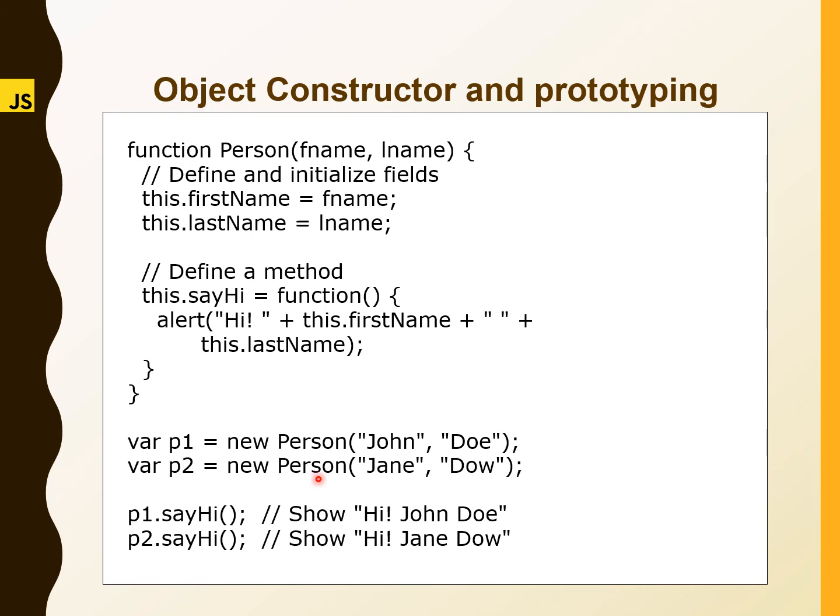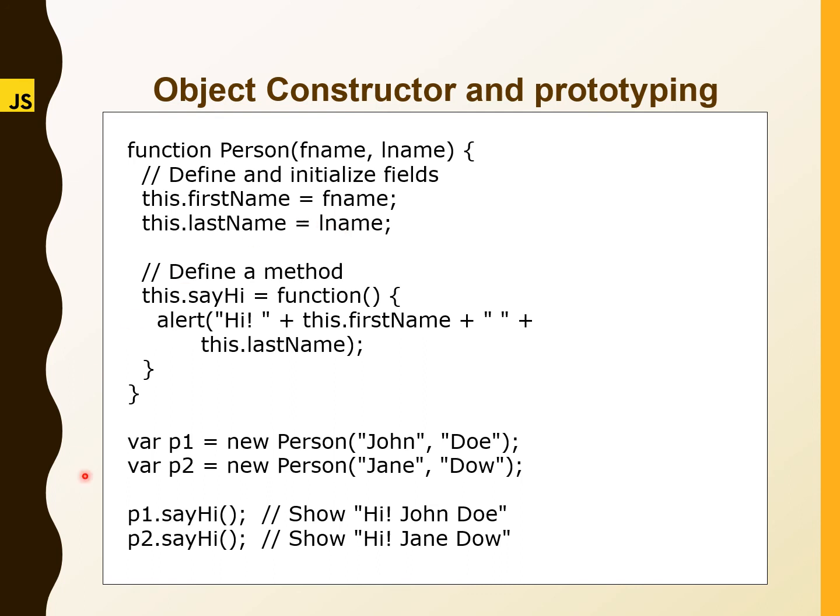Again, if we look at that particular statement, we can see that two arguments are there, Jane and Doe. These arguments are copied to fName and lName respectively. So what happens in P2 is P2.firstName will be assigned Jane and P2.lastName will be assigned Doe. So up to this point, two instances of the person object are created, P1 and P2. P1 has first name value John, last name value Doe. P2 has first name value Jane and last name value Doe.